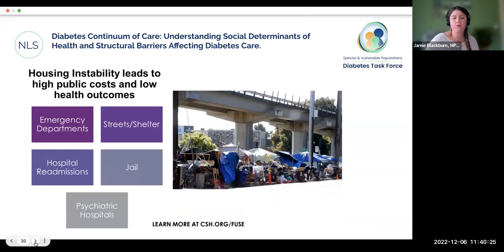So, housing is such a powerful social determinant of health, and lack of quality access to housing can really lead to enormous pressure on a number of different systems, not just the healthcare system, but we see high costs and poor health outcomes. And we see higher emergency department visits, longer stays in shelter, hospital readmission, cycling in and out of jail, psychiatric inpatient. Housing instability really has a large reverberative effect across multiple sectors, and really has a strong impact on the ability of someone with diabetes to adequately access care and then manage their care and be an active participant in their care.